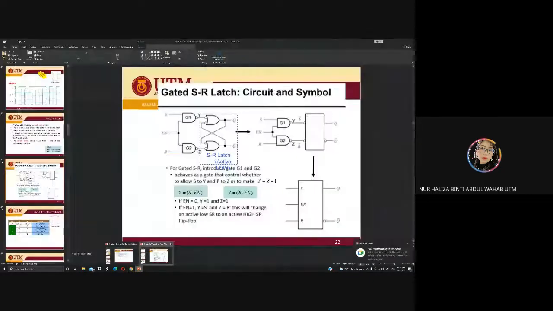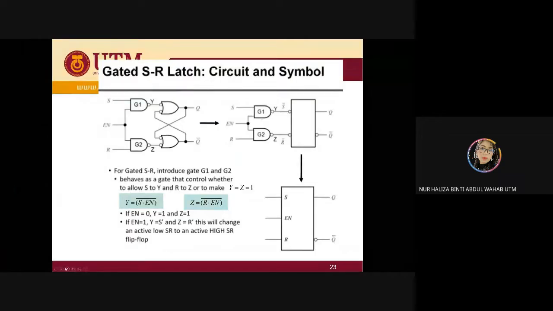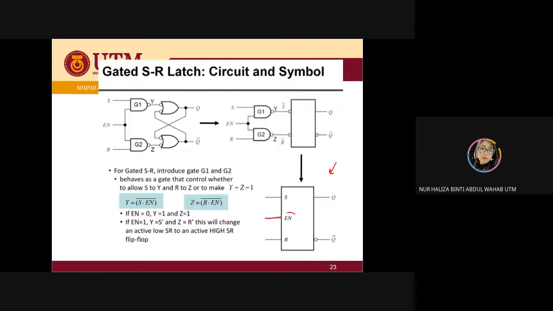Let me continue with our gated SR latch. Okay, what is the difference? You can see here, this is the circuit combination from your logic, and also the symbol. The symbol is slightly different just because you have another input, EN. So altogether you have 3 inputs and 2 outputs for your gated SR latch.